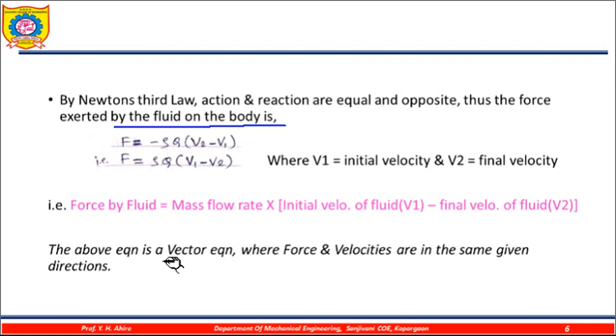The above equation is a vector equation where force and velocities are in the same direction. So here we have a vector equation. On the left hand side there is a force, which is a vector quantity. On the right hand side, the mass flow rate is a scalar into the difference of the velocities. So it is rho Q into (V1 minus V2). Remember this formula for the impulse momentum principle. It is the force applied by the fluid on the surface, given by mass flow rate into the initial velocity of the fluid V1 minus the final velocity of the fluid V2.